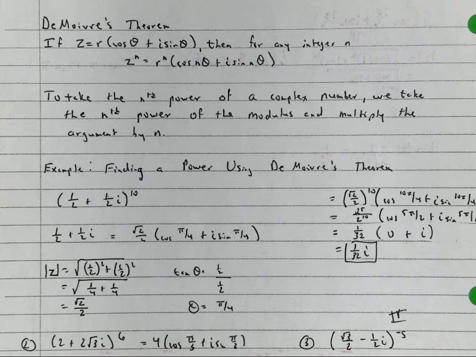You know how the binomial theorem was like x plus 3 raised to the 16th power? And we could use Pascal's triangle to figure that out? Well, we don't have a Pascal's triangle for complex numbers. We have DeMoivre's theorem, okay?